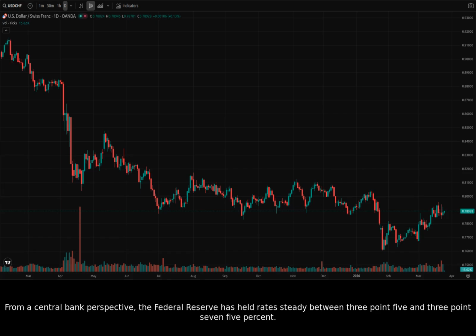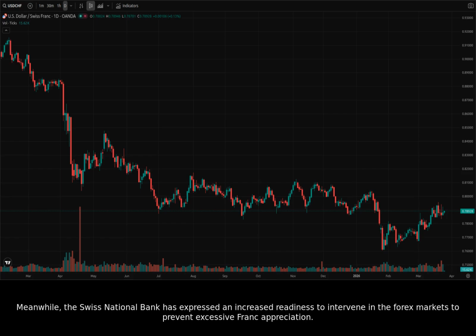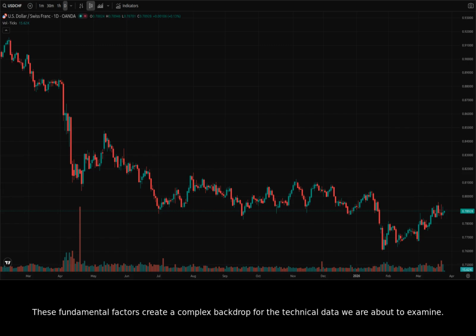From a central bank perspective, the Federal Reserve has held rates steady between 3.5 and 3.75%. Meanwhile, the Swiss National Bank has expressed an increased readiness to intervene in the forex markets to prevent excessive franc appreciation. These fundamental factors create a complex backdrop for the technical data we are about to examine.